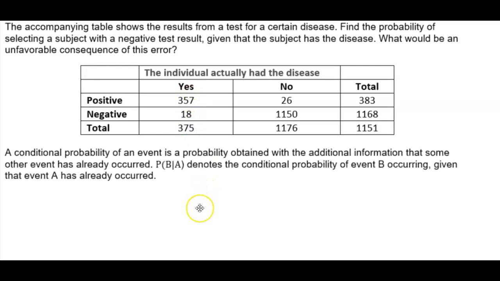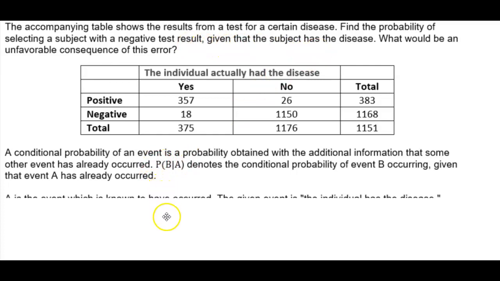So a conditional probability of an event is a probability obtained with the additional information that some other event has already occurred. So we would say that the probability denotes the conditional probability of event B occurring, given that event A has already occurred. So in this case, we want to find what is the probability of a negative test occurring, given that the subject has the disease.